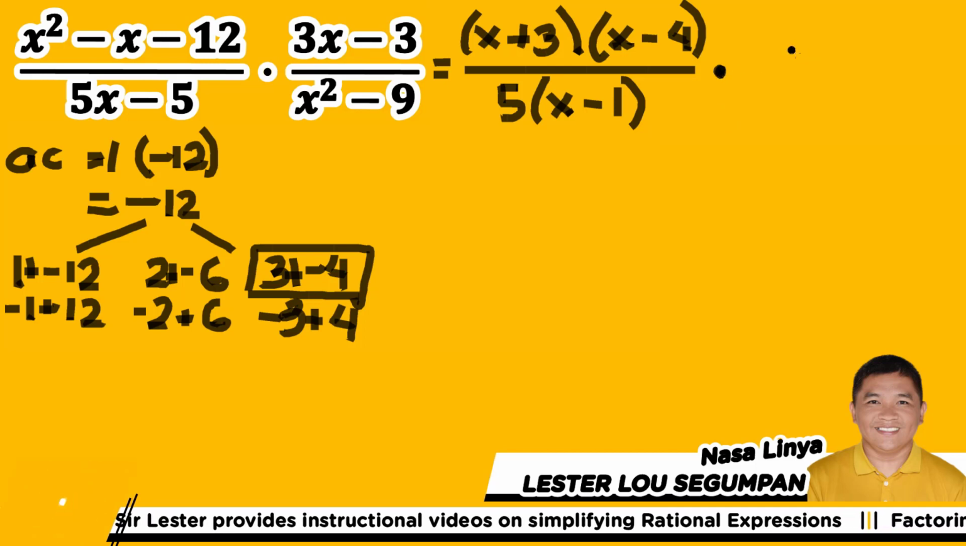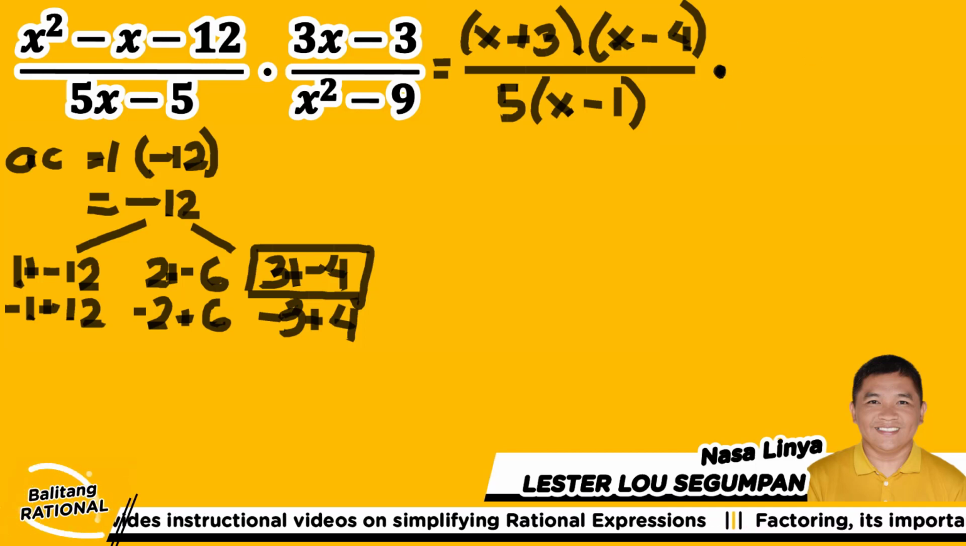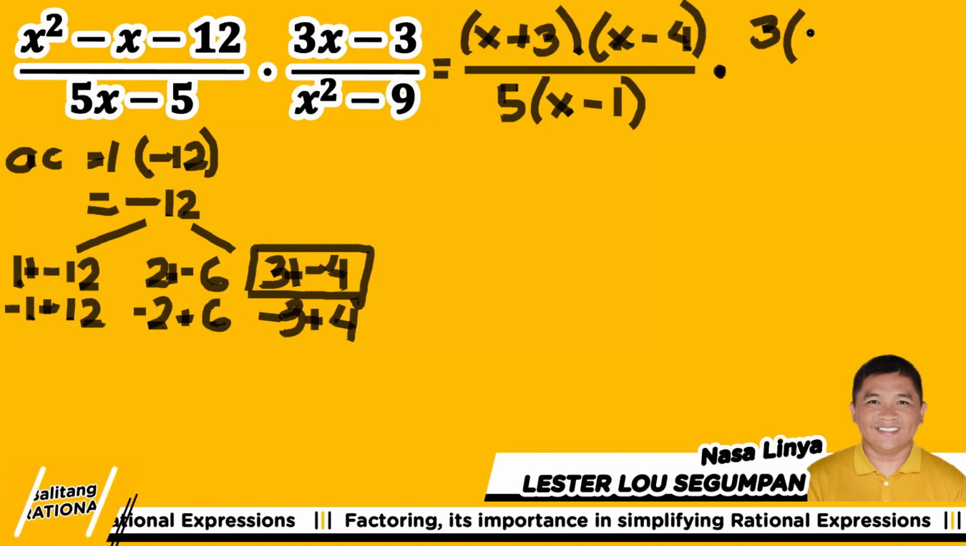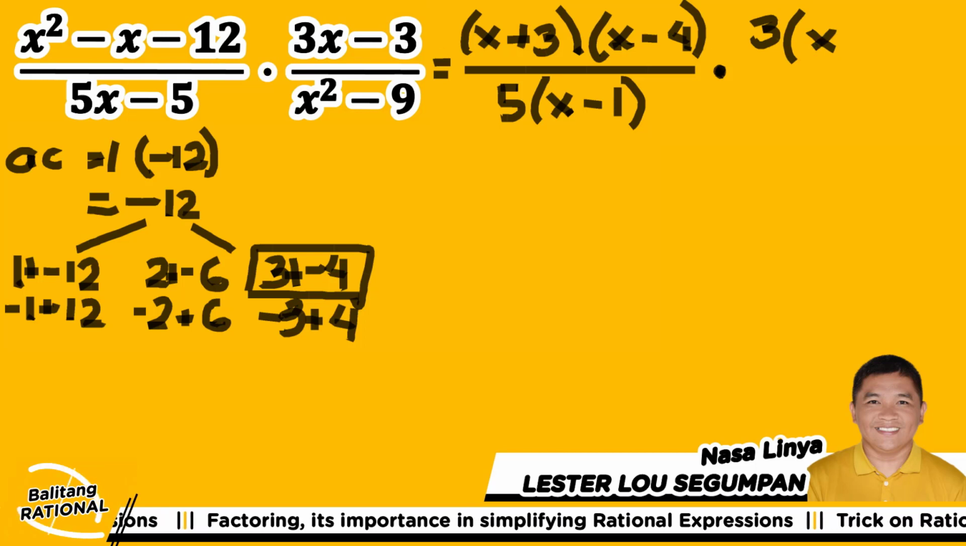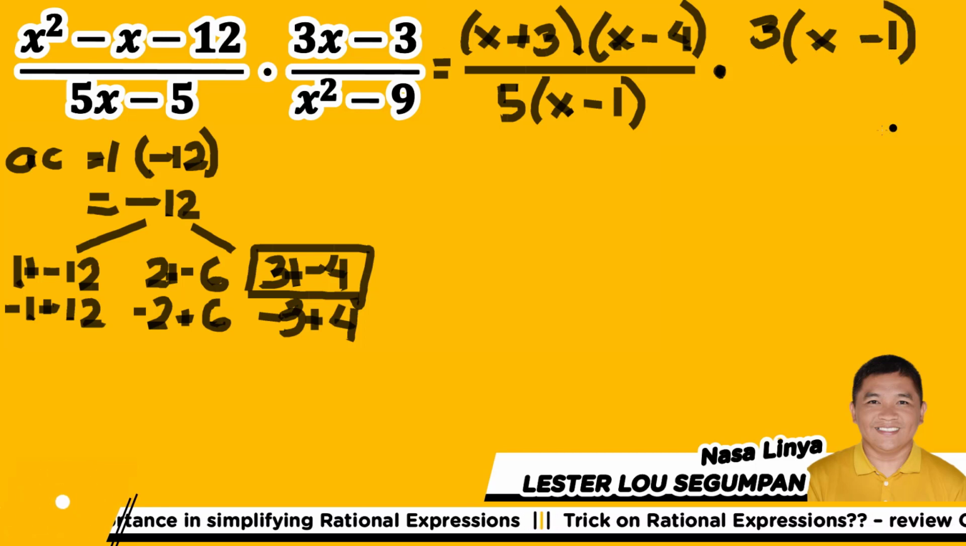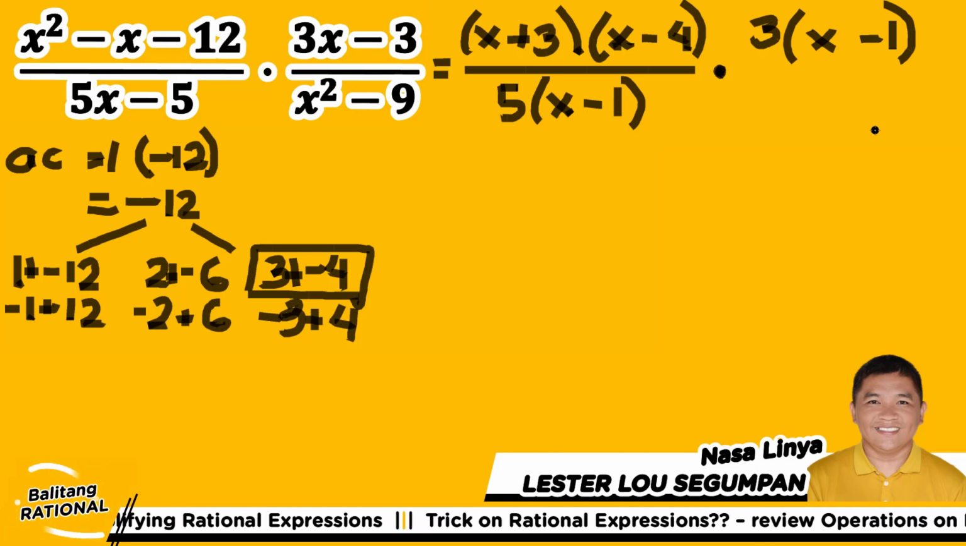Yung second set natin is 3x minus 3 sa ating numerator. Meron din itong common monomial factoring, which is 3. And yung matitira is x. Saka yung matitira sa second term natin is minus 1. Okay, that's the result of factoring the numerator of the second rational expression.